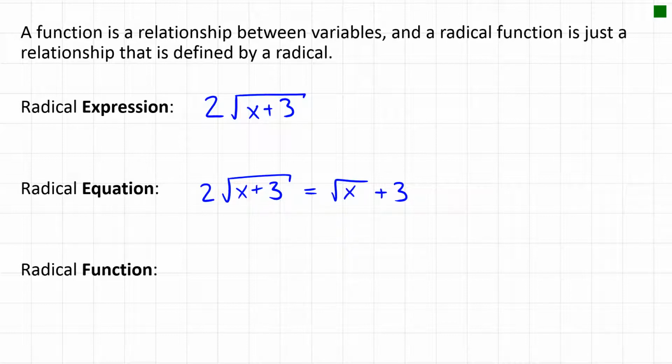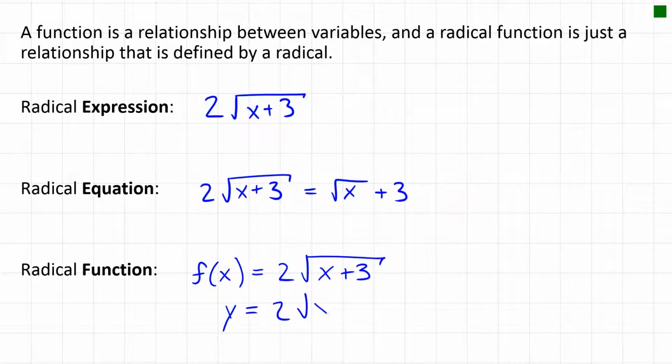And finally, a radical function is a function which has a value that depends on some radical. So a radical function might look like f of x equals this radical with x in it, or we might write f of x as y instead. That would be another way you could see it. But it's a function where the value of the function, f or y, depends on some radical of x.